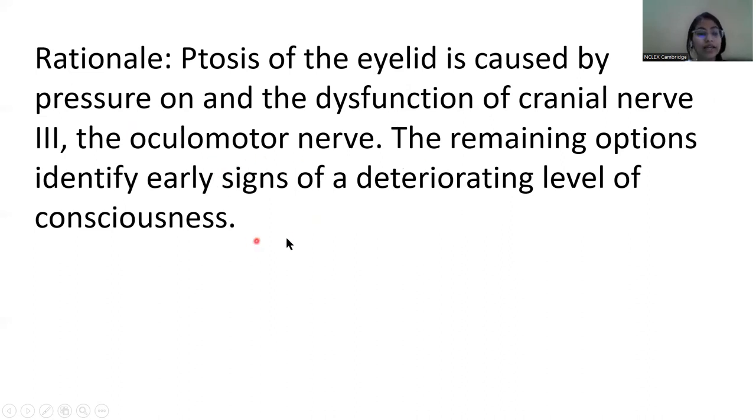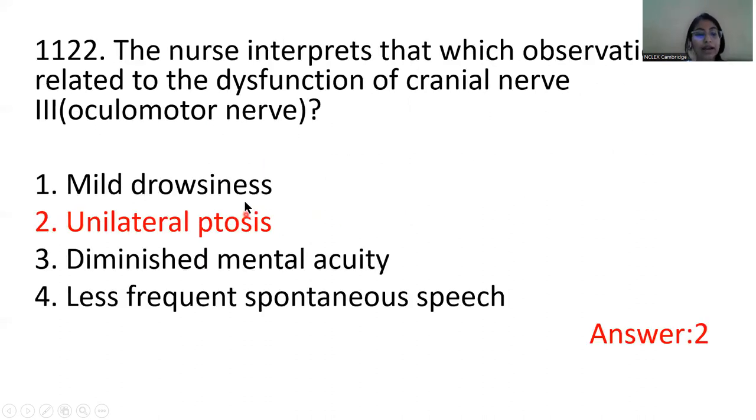The remaining options identify early signs of a deteriorating level of consciousness. So mild drowsiness, diminished mental acuity, and less frequent spontaneous speech are signs of alteration in consciousness level.